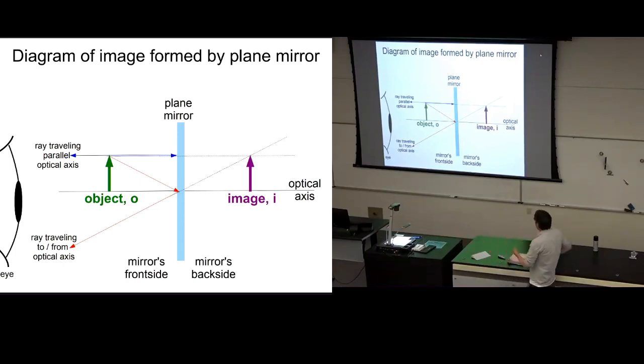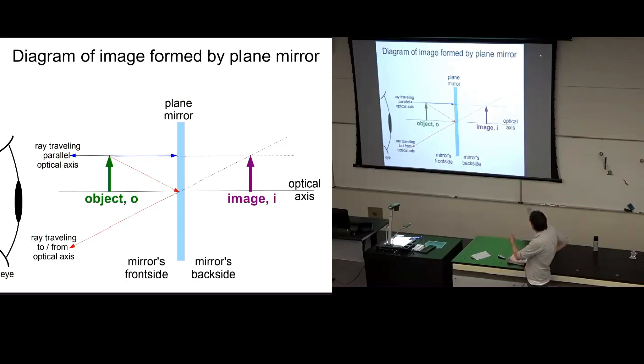So let's take a look at the picture. And let me just explain some of the things that are in this picture. Here's the mirror over here in the center. And the left side of this mirror is the silvered surface of the mirror. It's the reflective surface in the mirror.